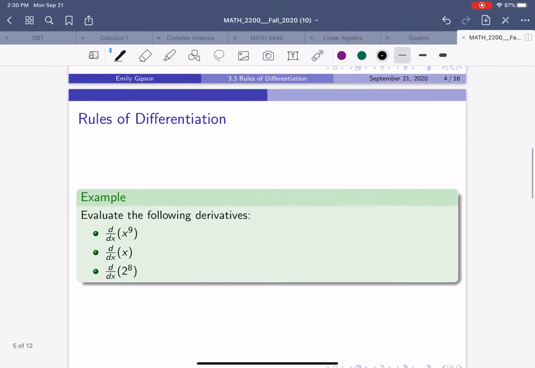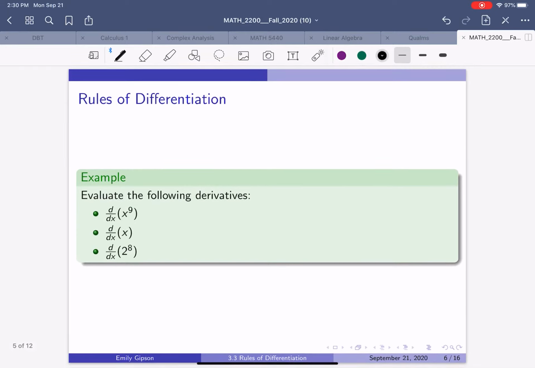So let's see what this looks like. I want you to evaluate the following derivatives. Go ahead and pause this video and see if you can figure it out on your own, and if not, keep watching if you'd like to see me do an example. For this very first one, we're going to use the power rule. And for n, we're going to let n equal 9. So d dx of x to the power of 9 is 9 times x to the power of 9 minus 1, which is the same as 9 times x to the power of 8.